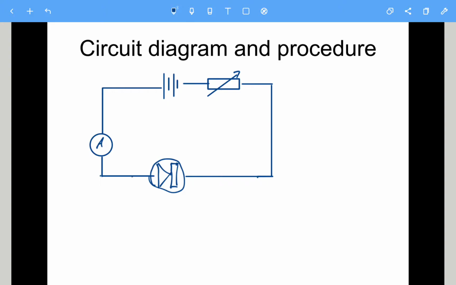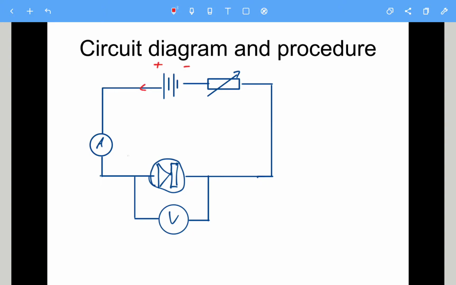So that's the diode. I'm going to try and make that a bit neater. There we go. And that's the voltmeter across the component, just like last time. So what a diode does is it allows current to flow in one direction and then not in reverse. So this is the positive side of the power supply and the negative.